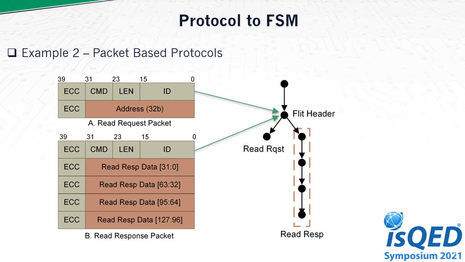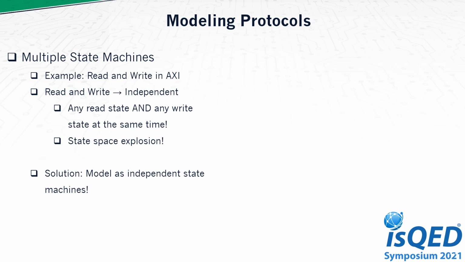On the right-hand side, we show the FSM corresponding to the protocol. The left side path models the read request, and the right side path models the read response. Both packets diverge from the common flit header, which is true for all packets in this protocol. Simple protocols such as I2C or SPI, or the subsets of protocols we've observed so far, can be modeled with a single finite state machine.